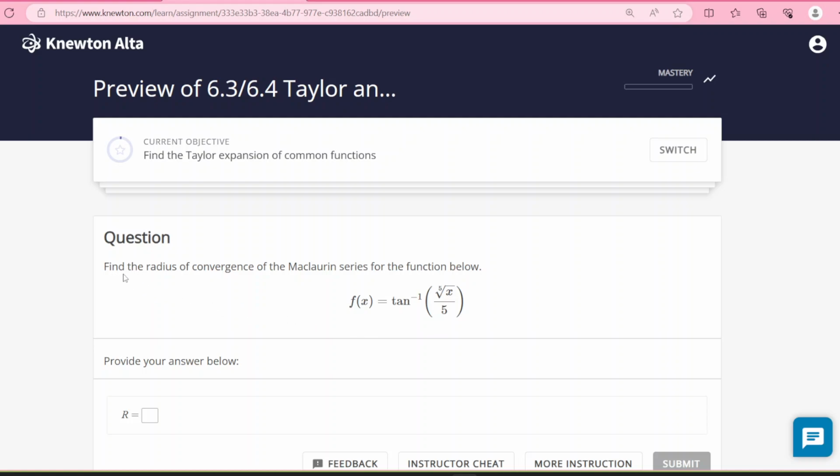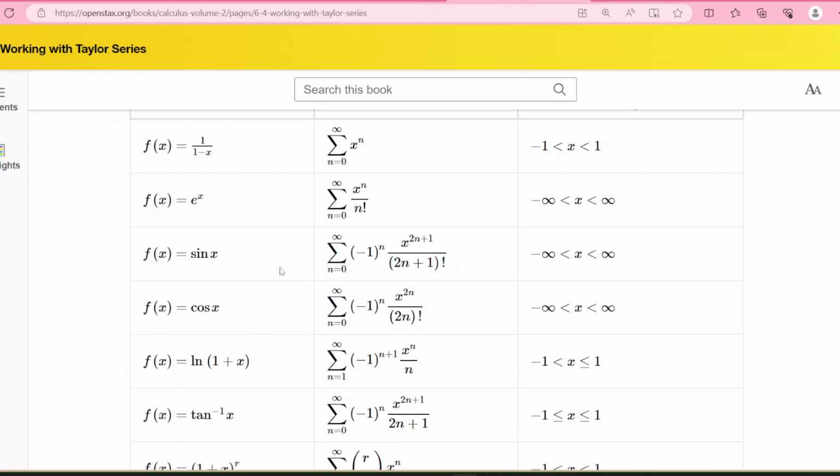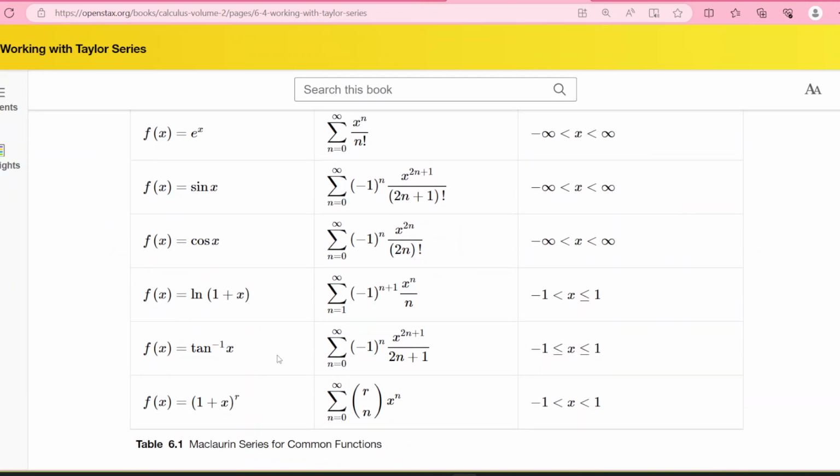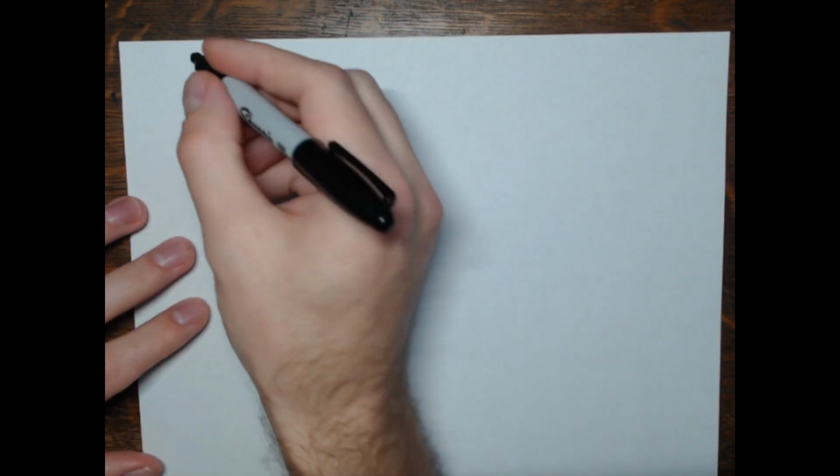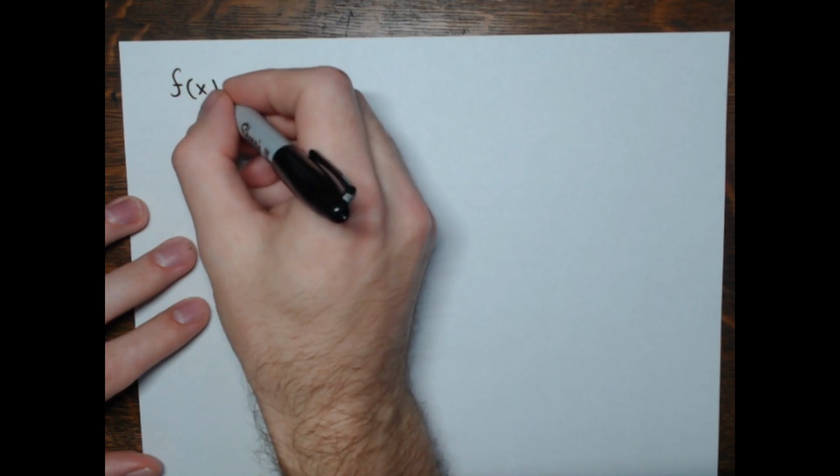So here they're asking us to find the radius of convergence of the Maclaurin series again for the function below. All right, now this is an inverse tangent of something. And like I said earlier, I'm going to keep referring to this table if we see our common functions. So here's the Maclaurin series for the inverse tangent of x, and I'll write this out. And we also have when this series converges, so I will write this. You can figure it out by doing derivatives and plugging in 0, right? Again, I'm just referring to that table to speed things up.